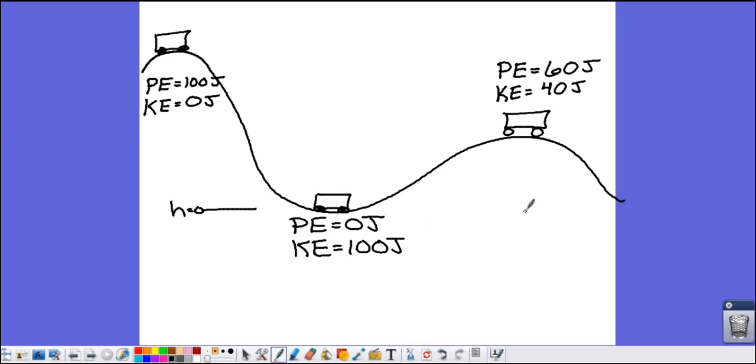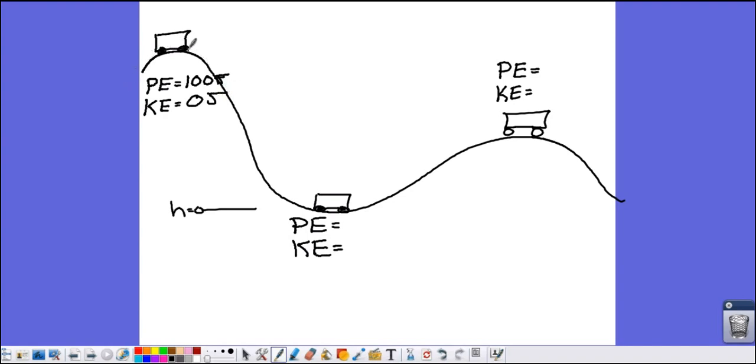At each situation. Now, we know there are times when there's friction. In this example, there would be friction. So let's go ahead and take a look at that situation. All right, we're going to start at the top again. Friction isn't doing anything quite yet because, well, we haven't gone anywhere. So we've got potential energy of 100, kinetic energy of 0 joules.